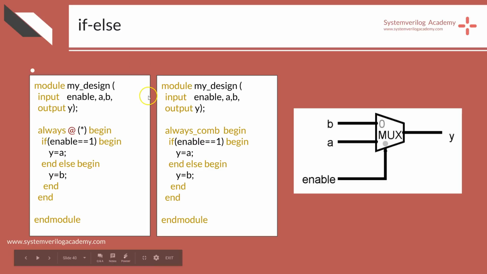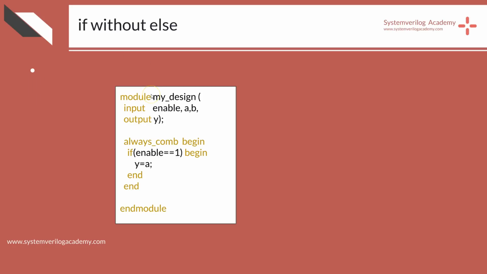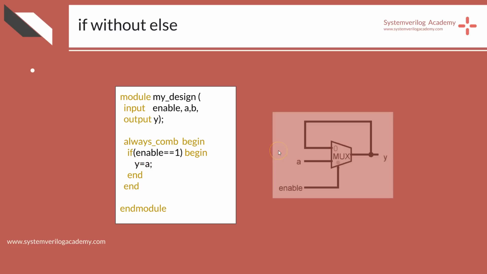Next you will see the type of circuit produced by an if statement without an else part. Here, in the always_comb block, an if statement is used without an else part. If enable is high, output Y will be equal to A. There is no else part written. Therefore, if enable is 0, the output should not change, or keep its previous value. Here is the circuit generated by this if block.